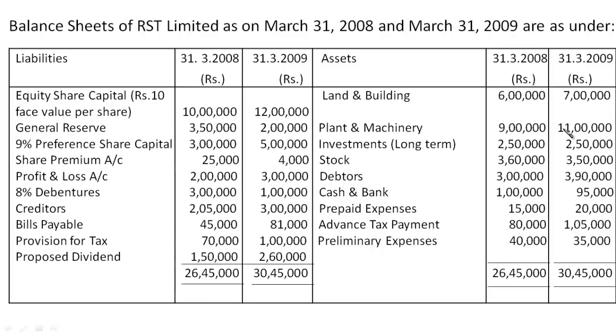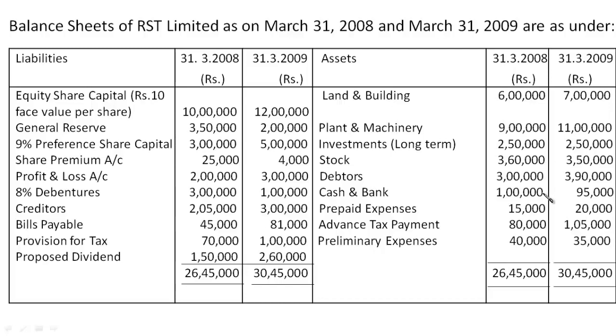Plant and machinery, from 9 lakh it has moved to 11 lakh. On the face of it, there is an increase and it indicates there is a fresh purchase, but we have to check for both the items whether there are any sales. Then investment in long-term asset, from 2,50,000 it is still maintained at 2,50,000. We have to see the supplementary information for any adjustment required here.